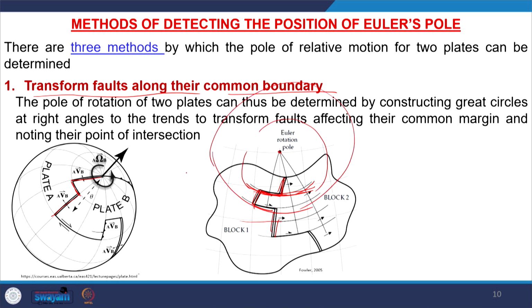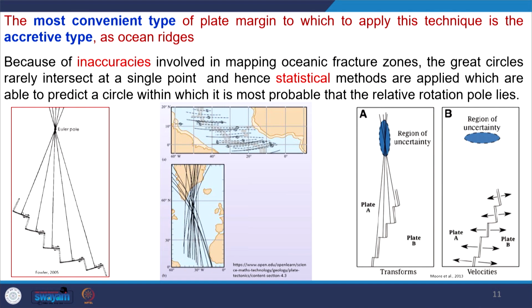So, if I am creating this Euler's small circle taking this transform fault into account, now this is the Euler's pole and these are the Euler's small circles. Perpendicular to the small circle is the Euler's pole. For that reason, we have a transform fault and we draw perpendiculars, and when these perpendiculars meet each other, that is the position of the Euler's pole.